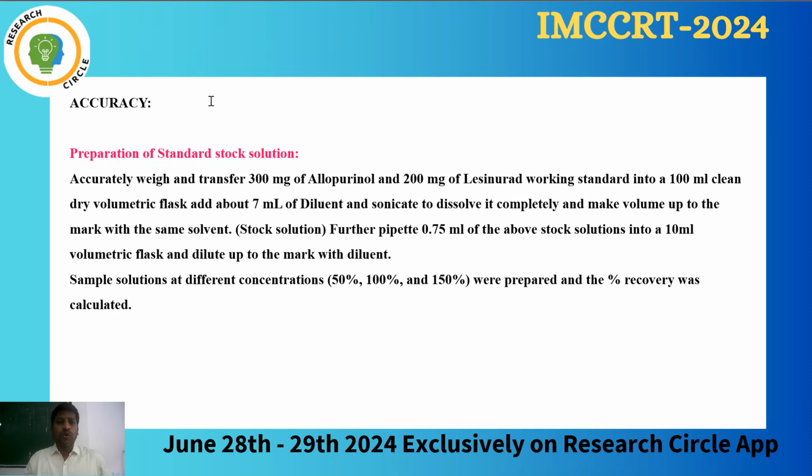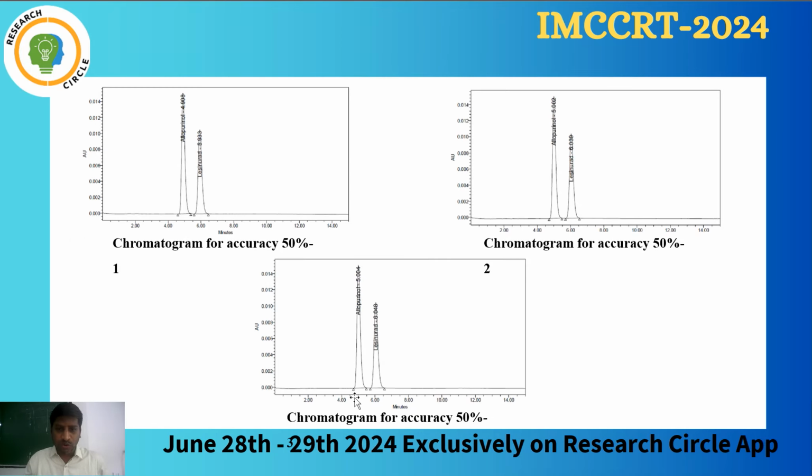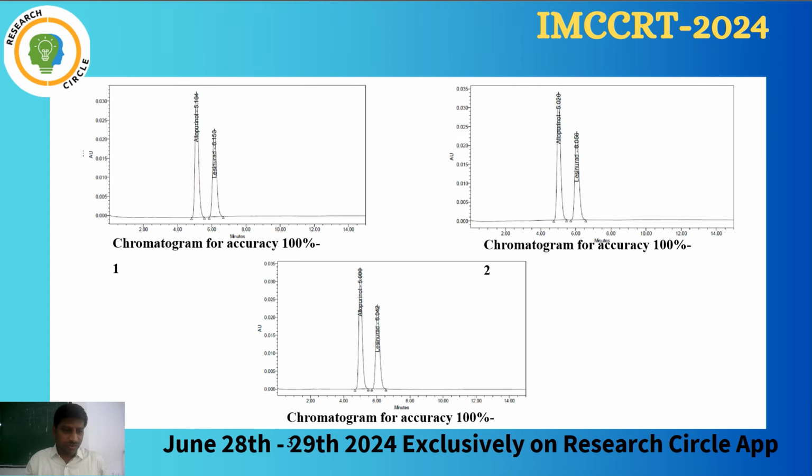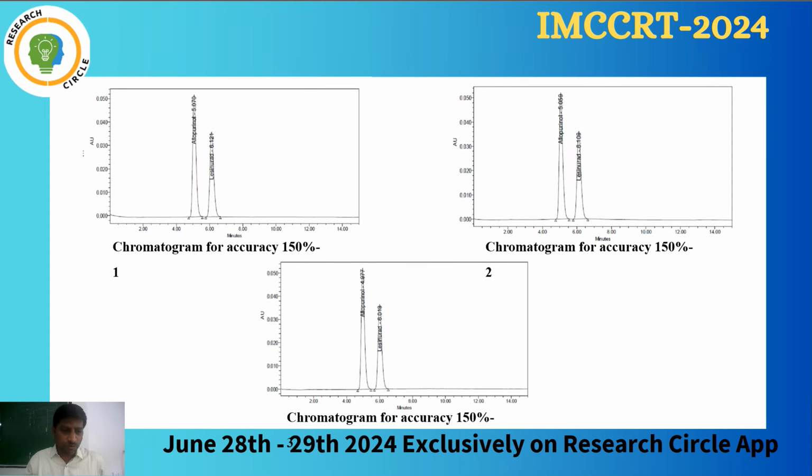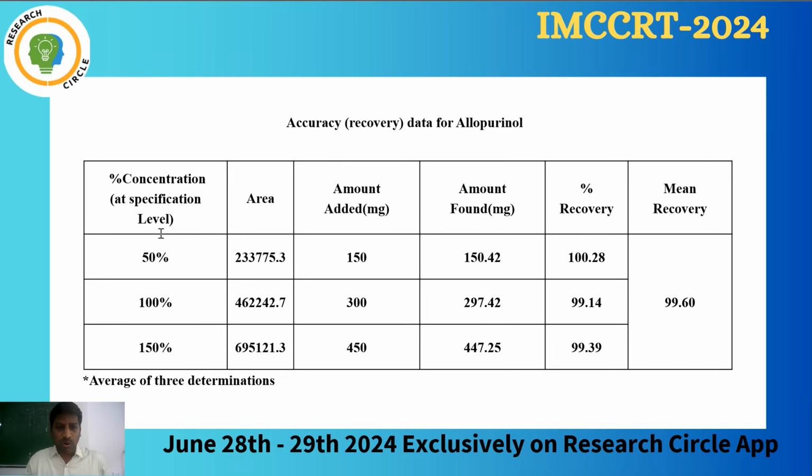Next, we have to go for how accurate this method was. For allopurinol and Lesinurad, we have to prepare the stock solution, and prepare 50%, 100%, 150% solutions spiked with placebo, and calculate the percentage recovery. This is the chromatogram for 50%, this is the chromatogram for 100%, and this is the chromatogram for 150%, and we have to record the peak area. These are the amounts added: 150 is 50%, 300 is 100%, 450 is 150%.